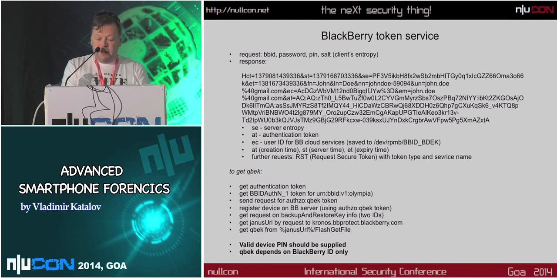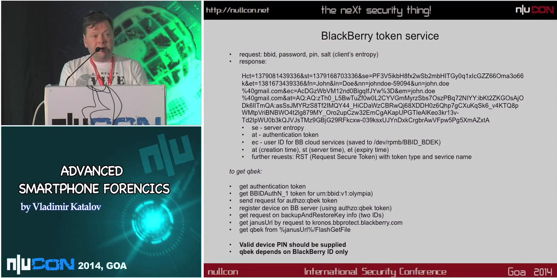First, we need to make a request to the BlackBerry token service to receive the token. And in return, we receive a few pieces of data: server entropy, authentication token, and a special ID to be used in the BlackBerry cloud services. And then, to get the actual encryption key, we need to get the authentication token, and then send the request for the authentication QBAC token. Then we need to register the device on the BlackBerry server.